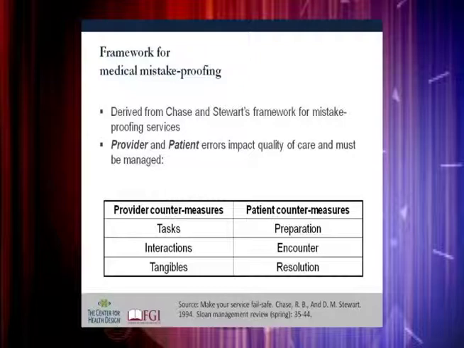Dick Chase and Doug Stewart did some work on mistake proofing, and they wanted to apply it to services generally. And since healthcare is a service, I think it's important to talk about this aspect. What they said was, you have to think about the provider and the patient. It's not enough just to keep medical personnel from making mistakes. You also have to keep the family from making mistakes. You have to keep the patient from making mistakes. And so they divided it into provider countermeasures and patient countermeasures. So we'll go through those.